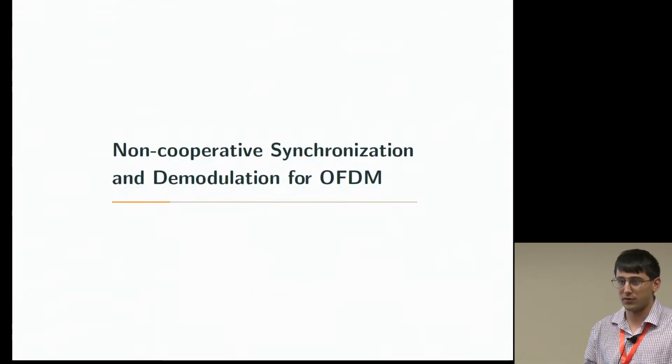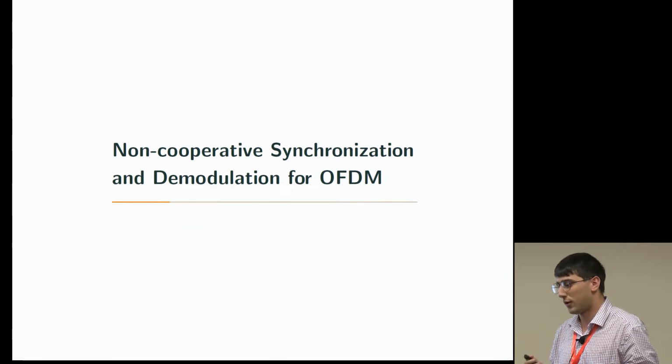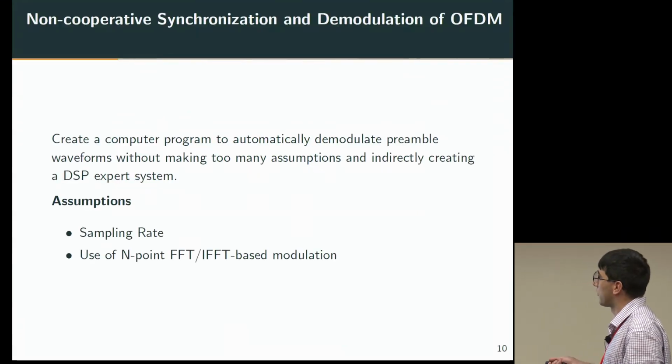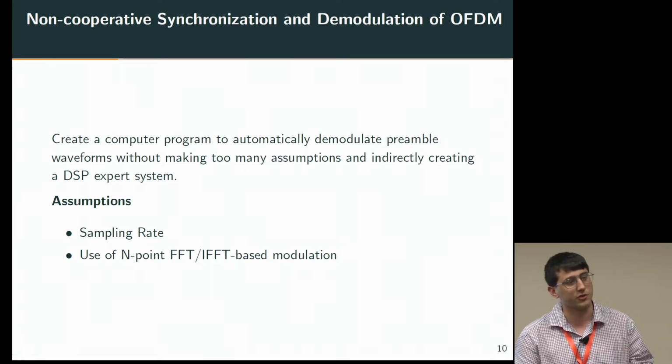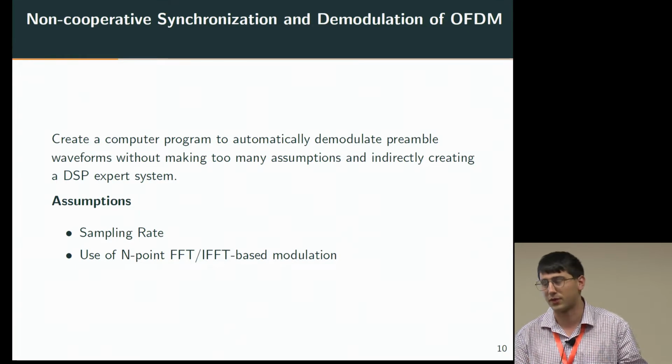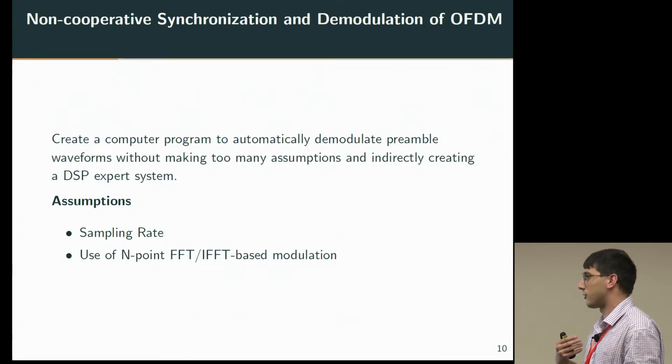So how do you deal with this? How do you deal with data you've never seen before? This is the problem statement of non-cooperative synchronization and demodulation. We'd like to write a program that doesn't have a lot of assumptions. It's going to have some assumptions, it has to know something. And we'd like to be able to feed in data and get bits out.